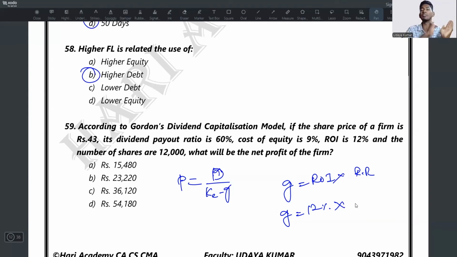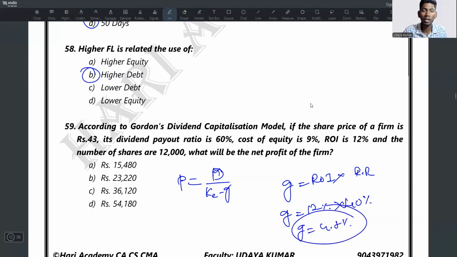So if you are issuing a dividend of 60%, the remaining portion is retention. So the retention ratio is 40%. Here, return on investment into retention ratio, 12% into 40%, gives G equal to 4.8% as the growth rate. So you can implement the value here, and KE, the cost of equity, is given as 9%, and the dividend is also given, right?